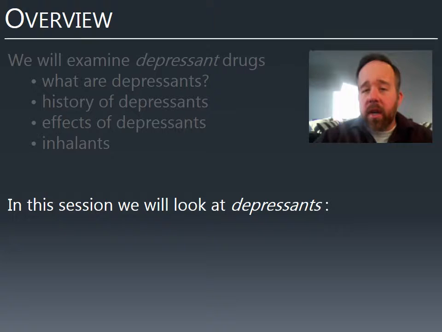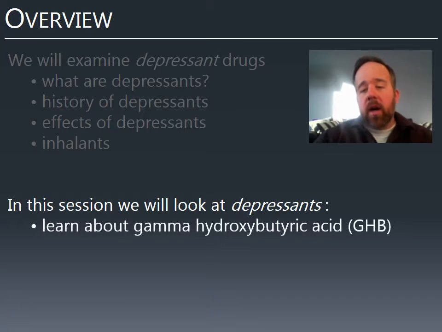So in particular today, what we'll look at is the effects of GHB. And we'll talk about how GHB is actually a naturally occurring substance in the body. So it is one of those substances that we do actually synthesize. Drugs based on GHB and GHB itself are synthetic, but they also occur naturally in small quantities in the body.